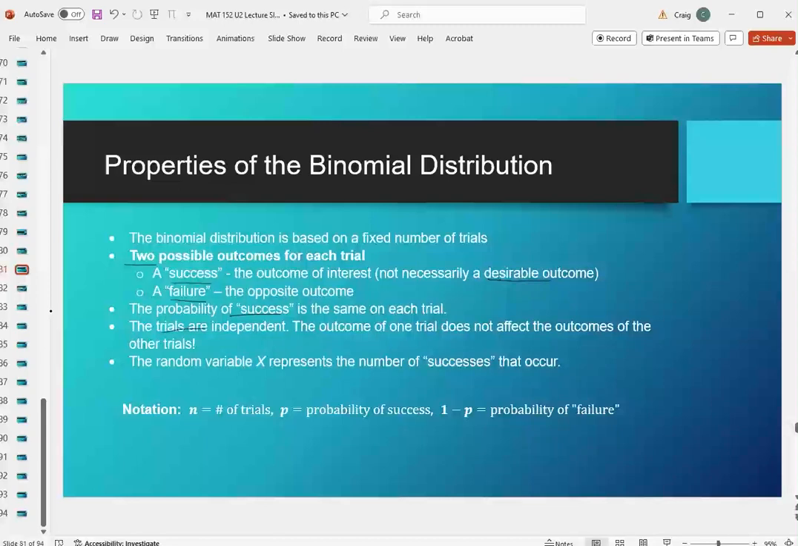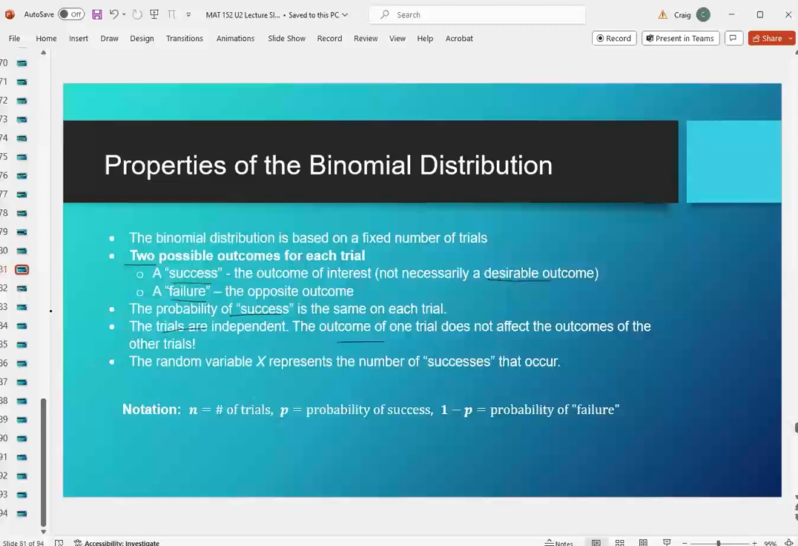Okay, the trials are independent from one another, right? So you're randomly selecting people or you're randomly choosing things, but each choice is separate from the other one. It doesn't depend on the previous one, right? There's no conditional probability here. Everything's separate from one another. The outcome of one trial does not affect the outcomes of the others.